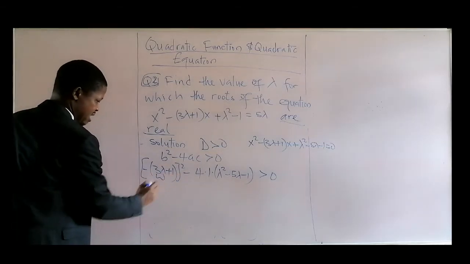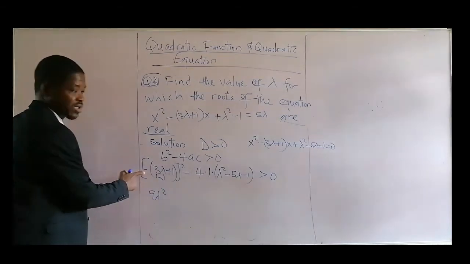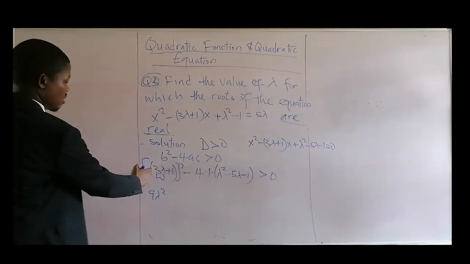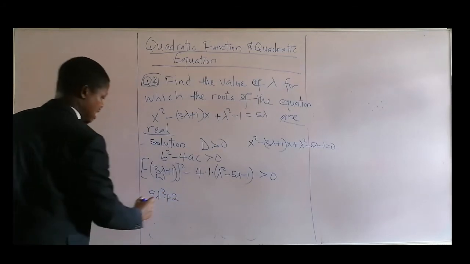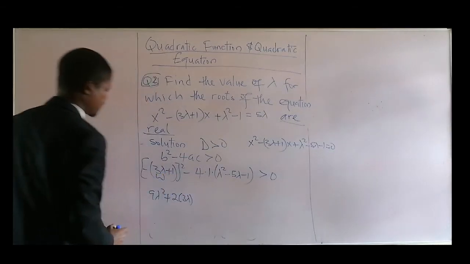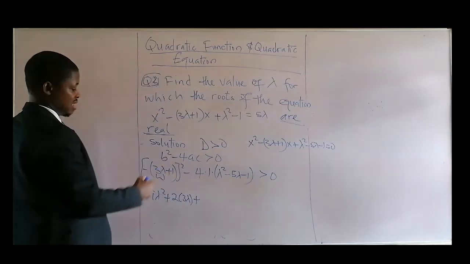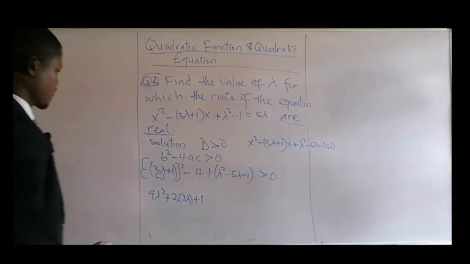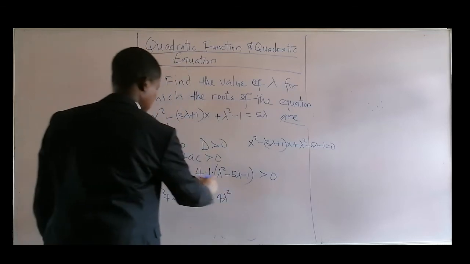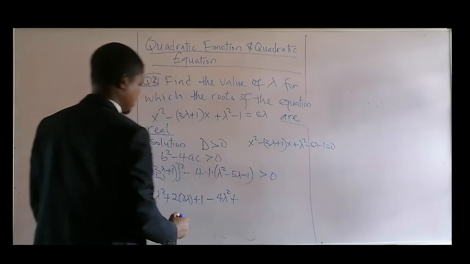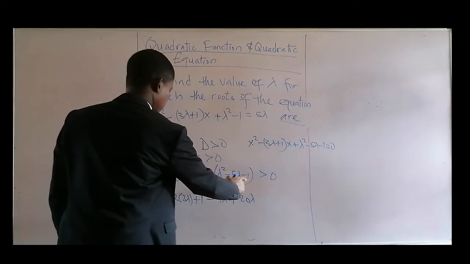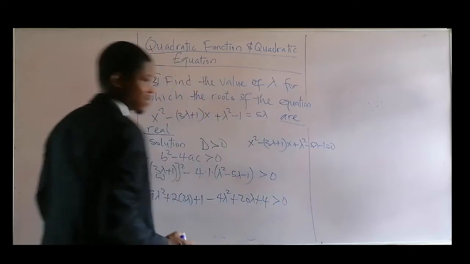To expand this, this will be 9 lambda squared. When you square the minus, it will go. That's 3 squared lambda squared. Then plus 2 times a times b: 3 lambda times 1, that's 6 lambda. Then plus b squared, that's 1. Then this one will be minus 4 times lambda squared. Then minus times minus, that's plus 4 lambda times 5 lambda, that's 20 lambda. Then minus 4 times minus 1, that's plus 4, greater than 0. So that's what we have there.